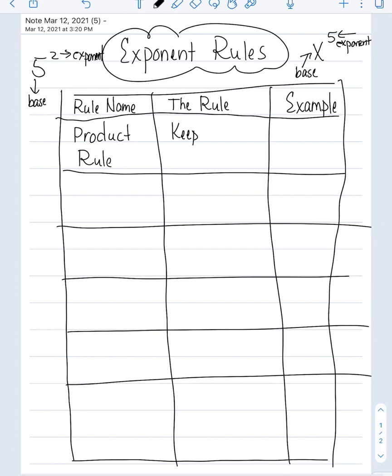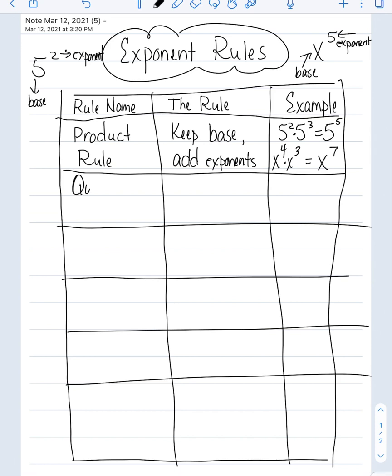So let's say we have the product rule. You keep the base and you add the exponents. So let's say we have 5 squared times 5 to the 3rd power. You keep the base, add the exponents. 2 plus 3 is 5. Let's try another one. Let's say we had x to the 4th times x to the 3rd. You keep the base and you add the exponents. 4 plus 3 is 7. So that's the product rule.